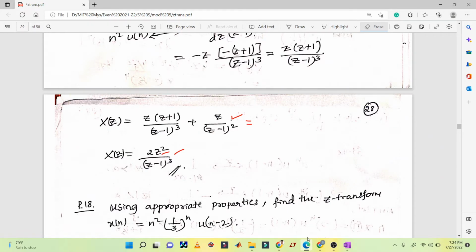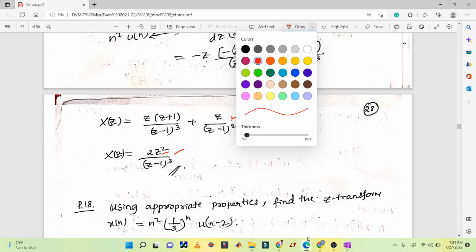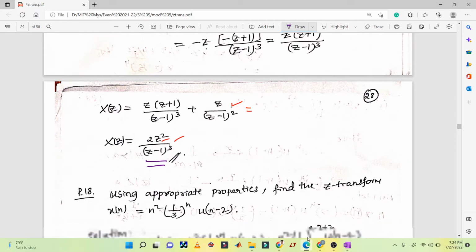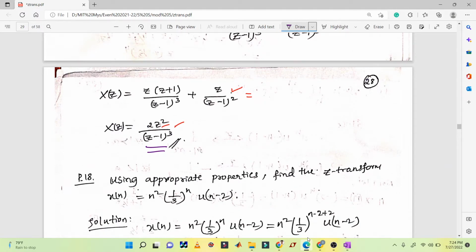Is there any doubt regarding this problem? Let me know if you have any doubt.